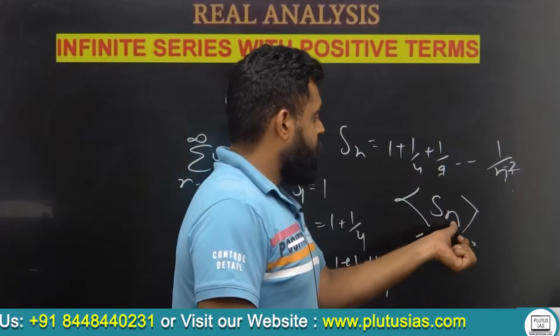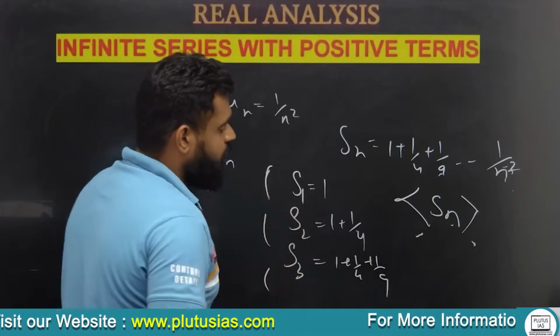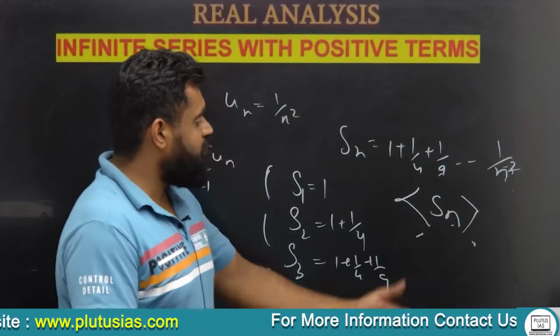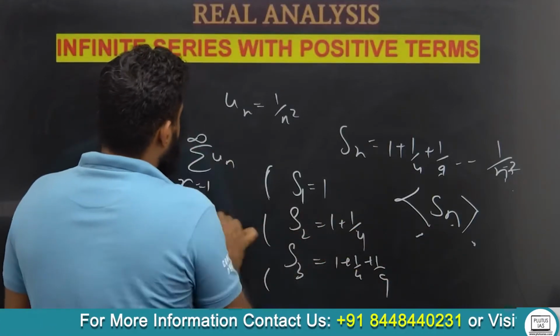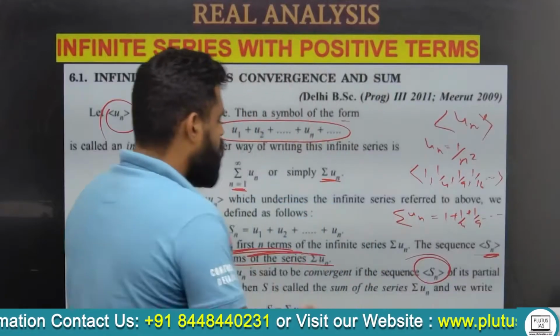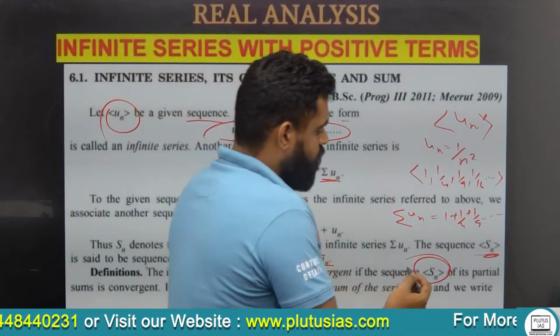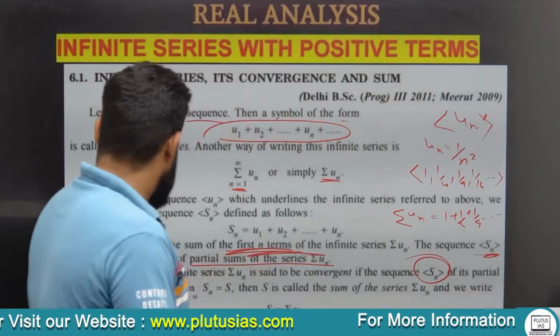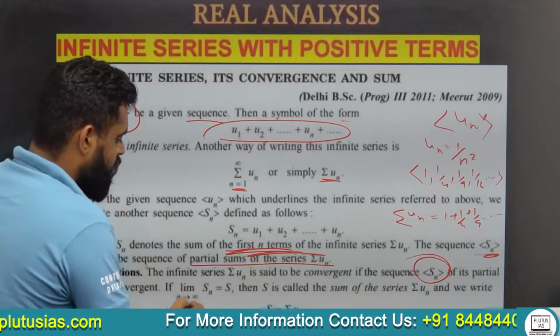Okay, so here if we change the value of n, we get different values. When we say this sequence is convergent, we mean the sequence is convergent. When we say that this series is convergent or not, we find out whether it is convergent or not. That's what we're saying here: the infinite series is said to be convergent if the sequence Sn of its partial sums is convergent, that is, limit n tends to infinity.